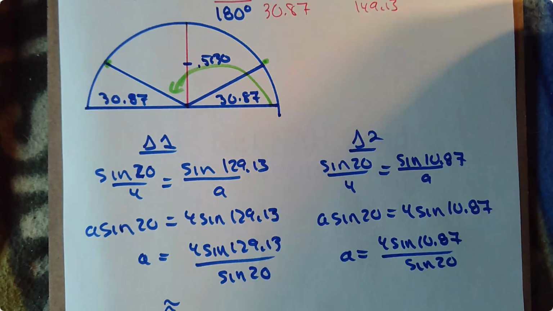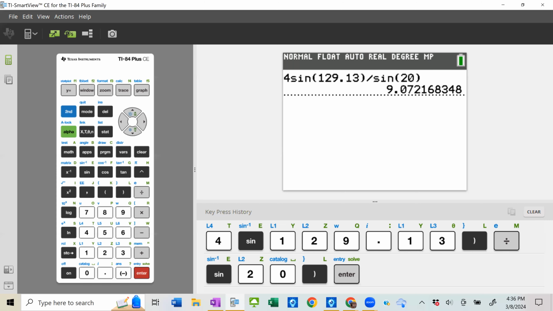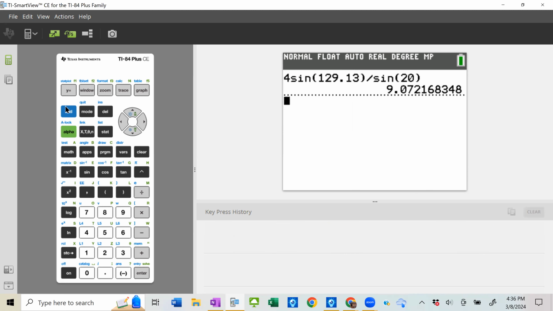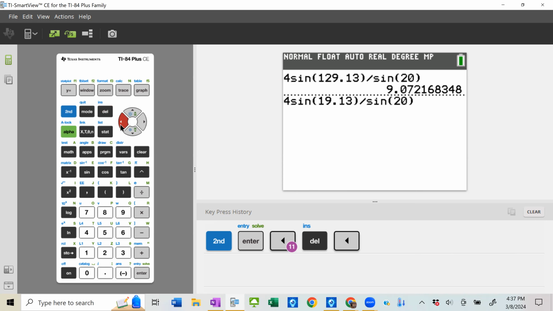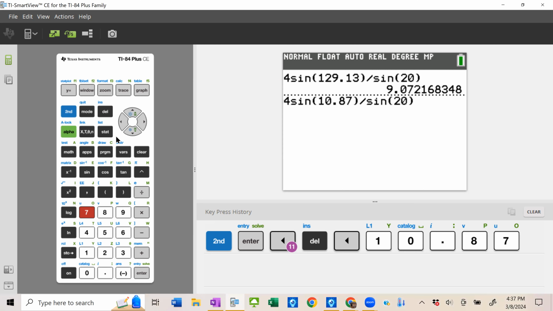Let's calculate that on our calculator and try to be a little bit clever about that. Rather than typing in this expression from scratch, I'm going to hit the second key, then the enter key to pull up my previous calculation. So second, enter, and just go back and change the one number that I need to change, which is this one. I need to make it 10.87. So I'll hit the delete key once to delete one of those characters, and then just type over the rest of it, 10.87. And there we go. Round it off to the nearest hundredth. That's going to be about 2.21.